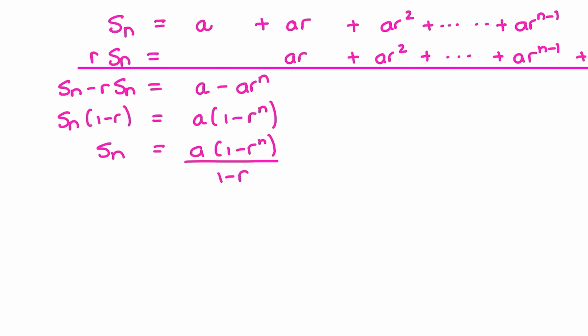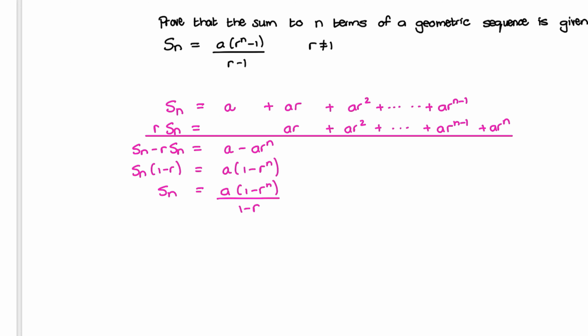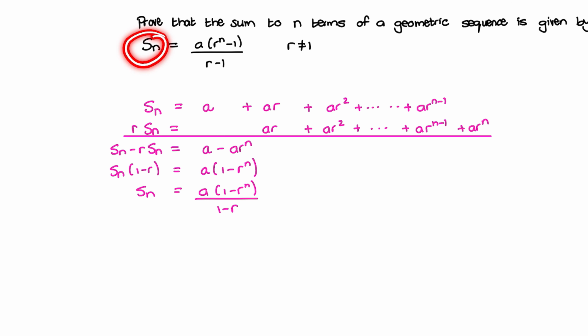Now, I can divide both sides by 1 minus r. So on the left-hand side, by dividing by 1 minus r, I'm left with Sn. And on the right-hand side, I'm left with a times 1 minus r to the power of n divided by 1 minus r. And that is where the equation of Sn for a geometric sequence comes from.